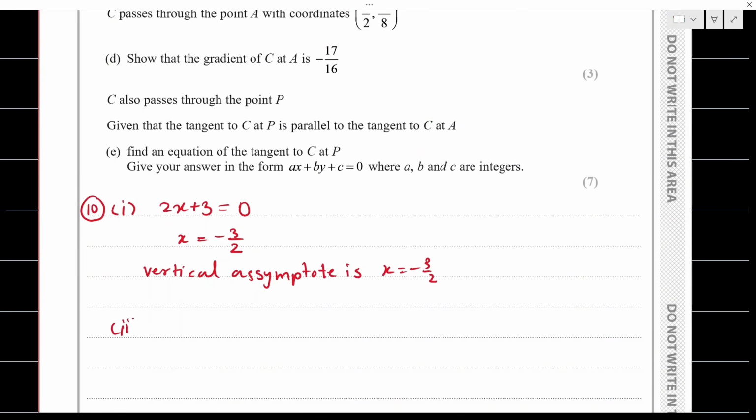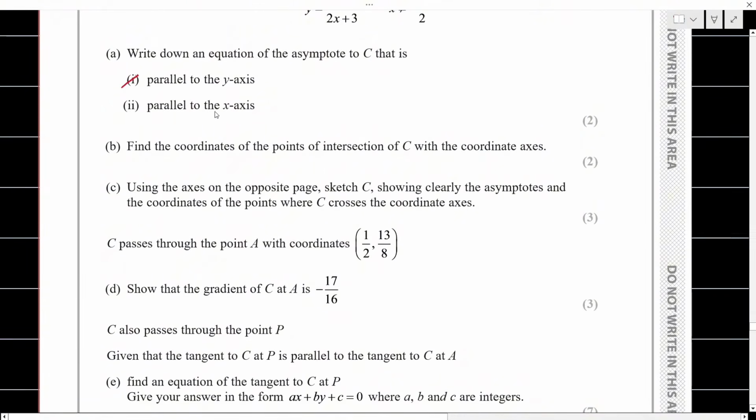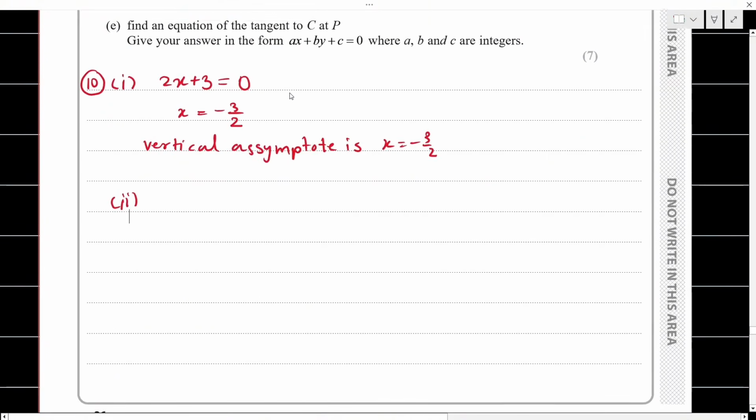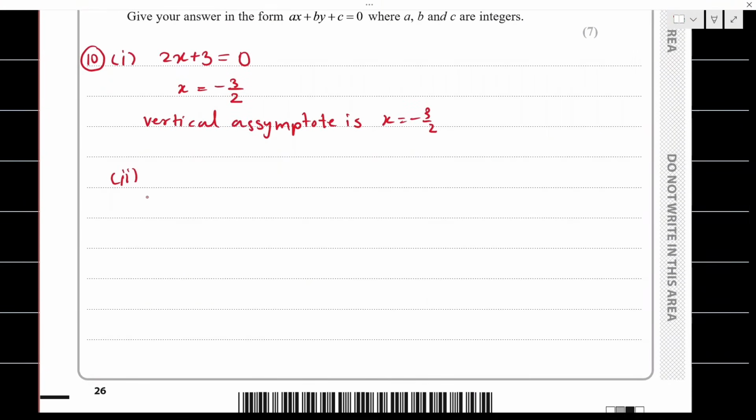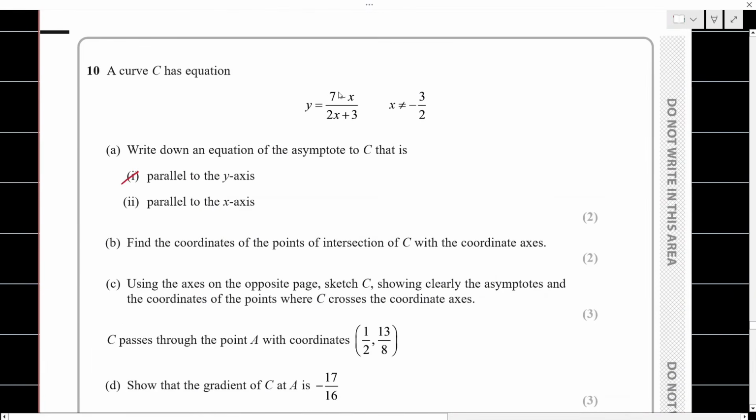For part 2 of part A, we have parallel to the x-axis. So we have to find the equation of the asymptote that is parallel to the x-axis. We know that the asymptote that is parallel to the x-axis is the horizontal asymptote. To find its equation, we take the coefficient of x from the numerator and the coefficient of x from the denominator, and divide them.